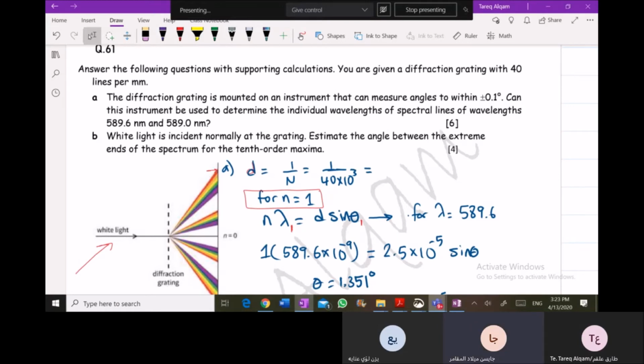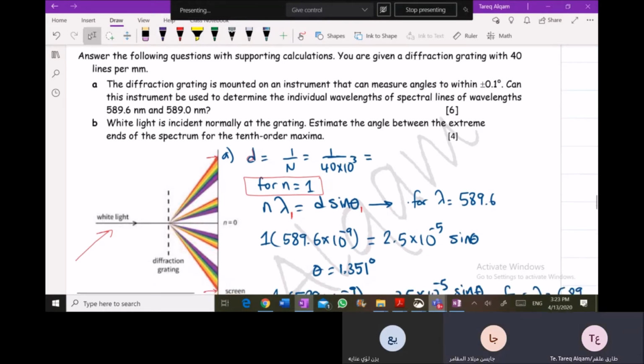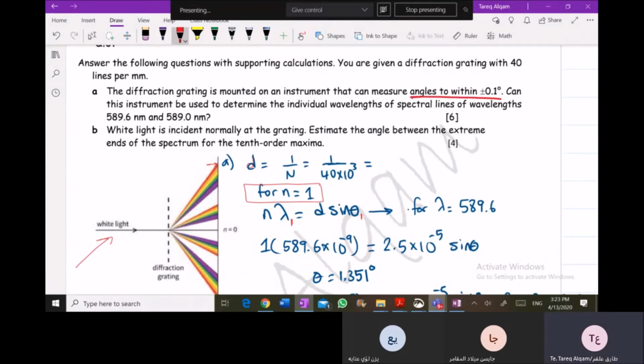We have to answer this, and I want you to read the question in order to figure out how we will answer it. We have a diffraction grating mounted on an instrument that can measure angles within 0.1 degree. Can this instrument be used to determine the individual wavelengths of spectral lines? In other words, I want to measure the difference between their angular position.